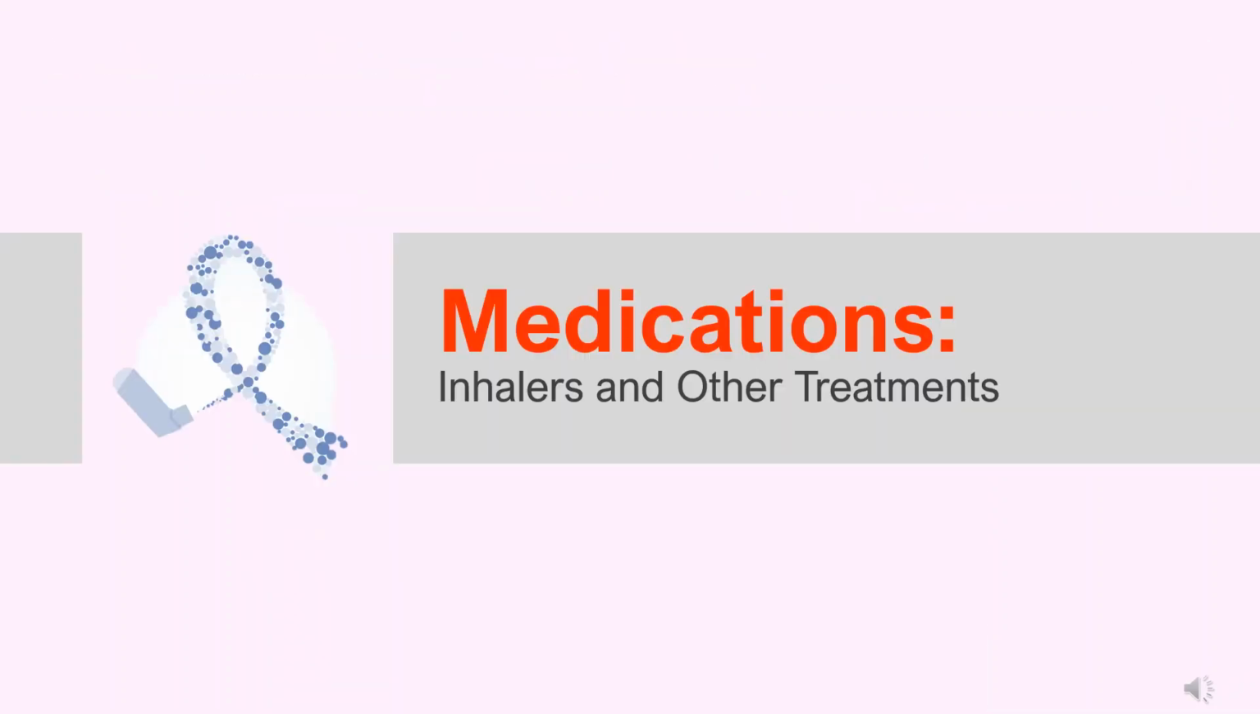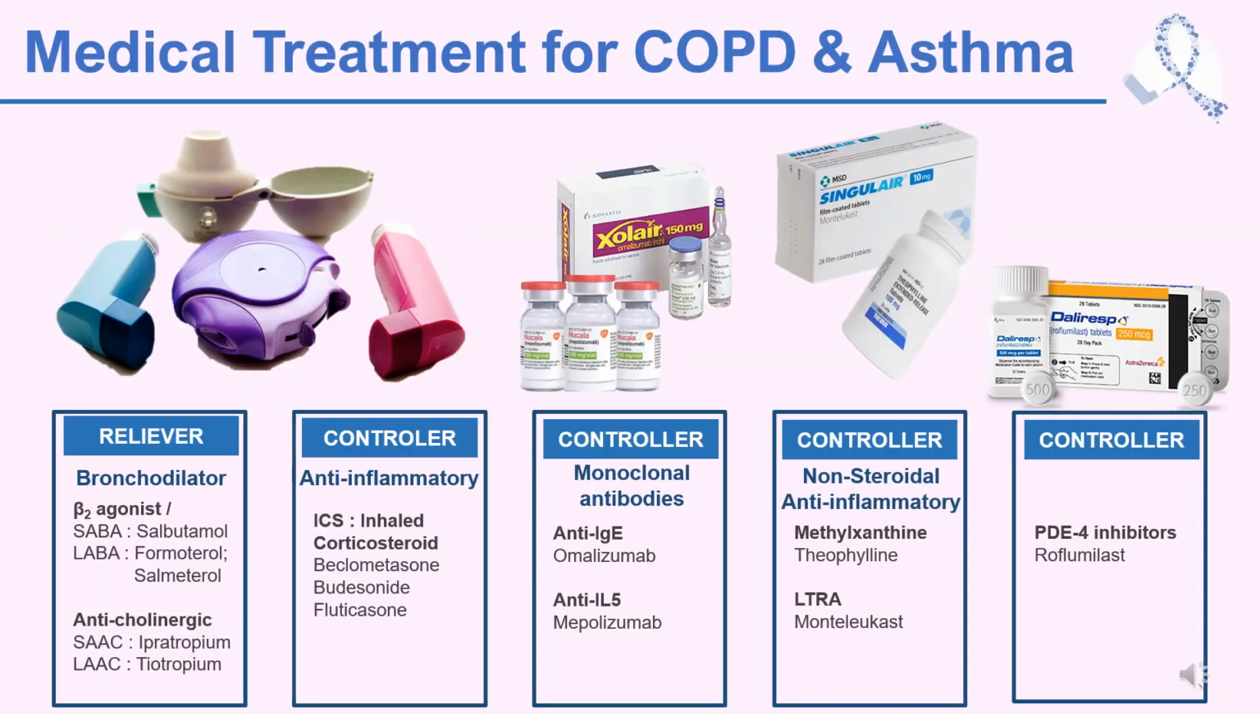It is important for us to be able to differentiate and know the function of each of the medications. Most of the medication for COPD and asthmatic patients are in inhaler form. Basically, we can divide the asthma and COPD medication into two, which are reliever medication and controller medication. Reliever medication is used during acute attack, while controller is to prevent any acute exacerbation of asthma and COPD.